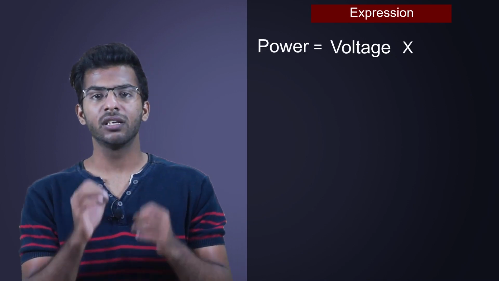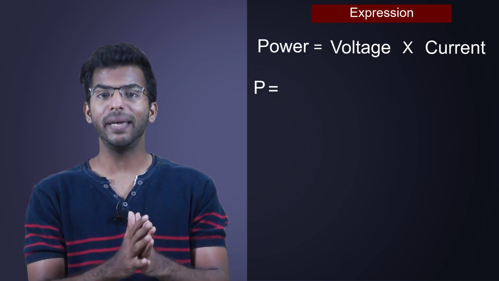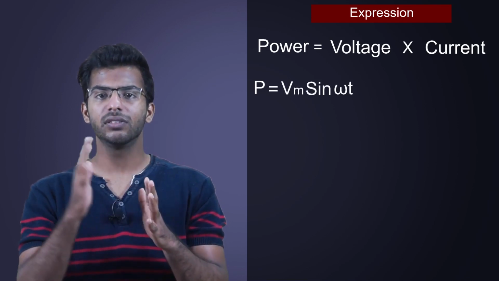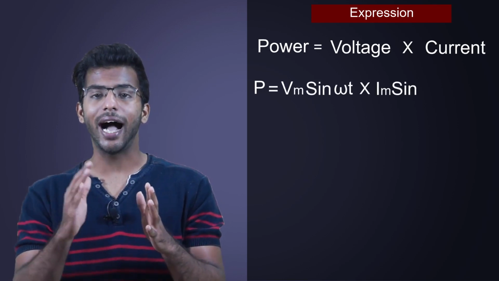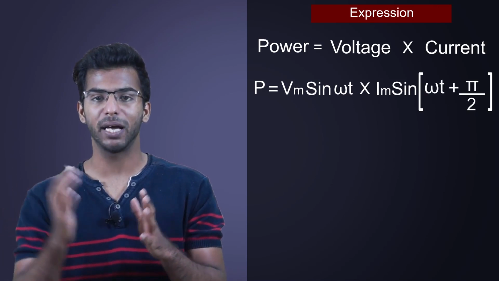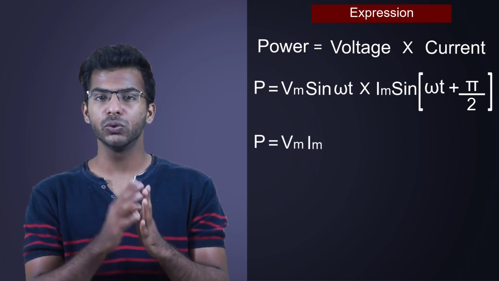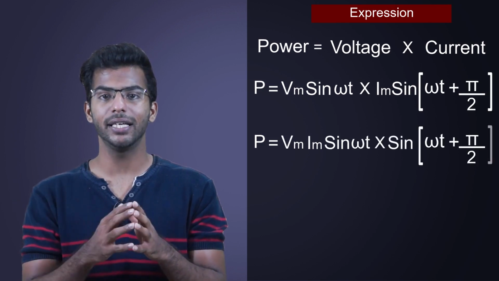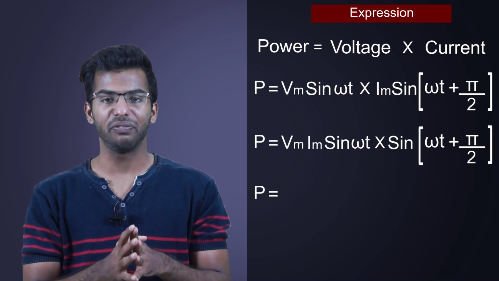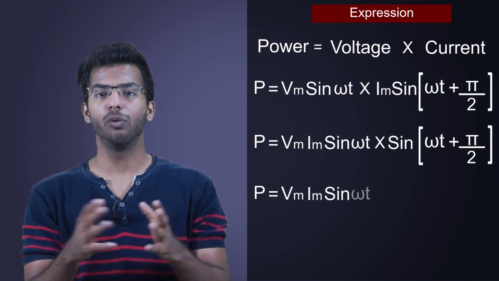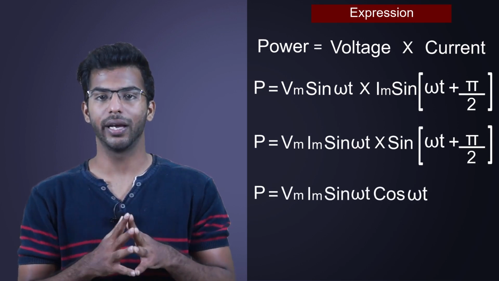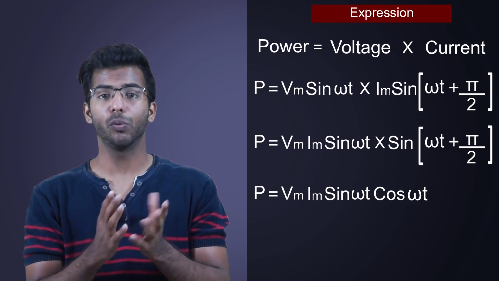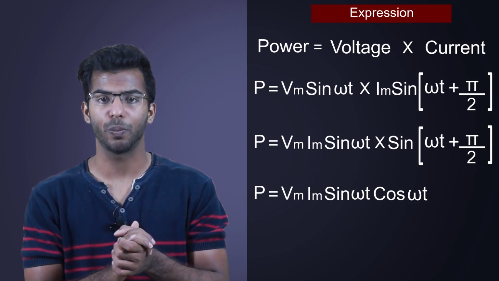The last thing is the power and power curve. Power is given as V into I. So, P is equal to Vm sin omega t into Im sin omega t plus pi by 2. So, P is equal to Vm Im sin omega t into sin omega t plus pi by 2. On simplifying, Vm Im sin omega t into cos omega t, because sin omega t plus pi by 2 is cos omega t.